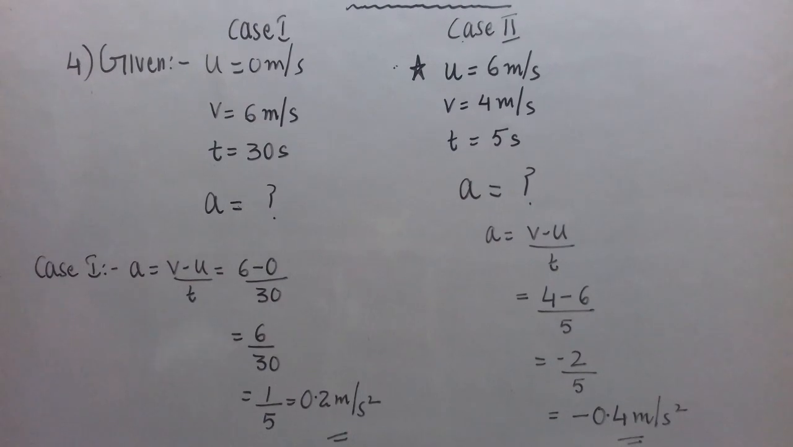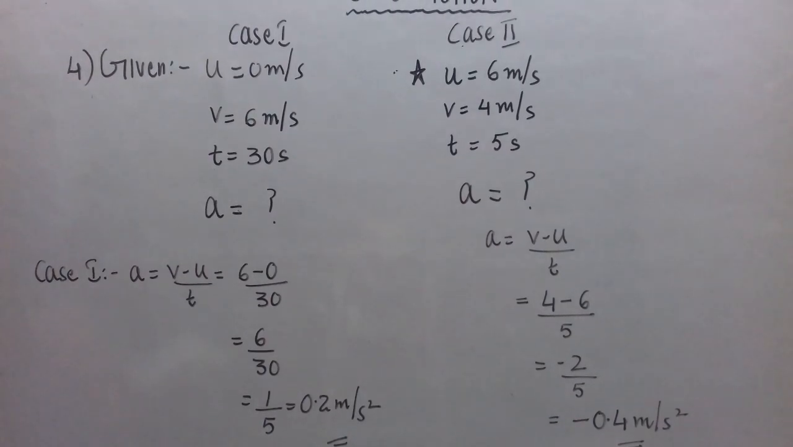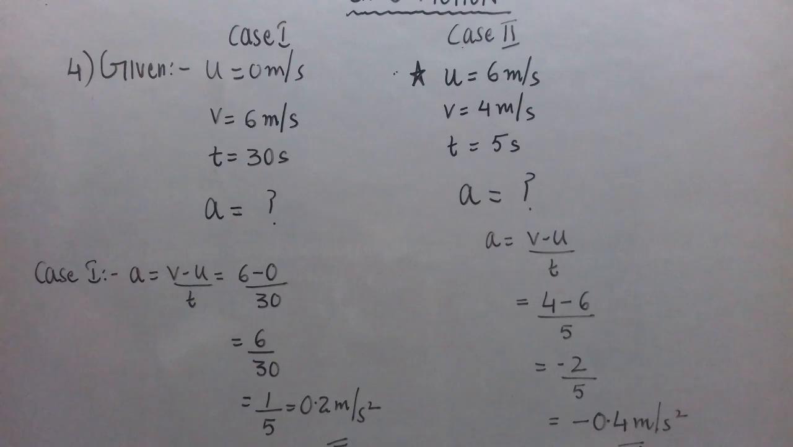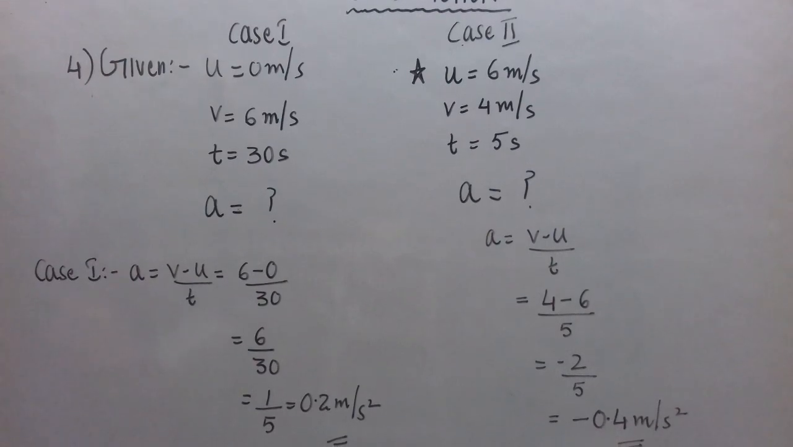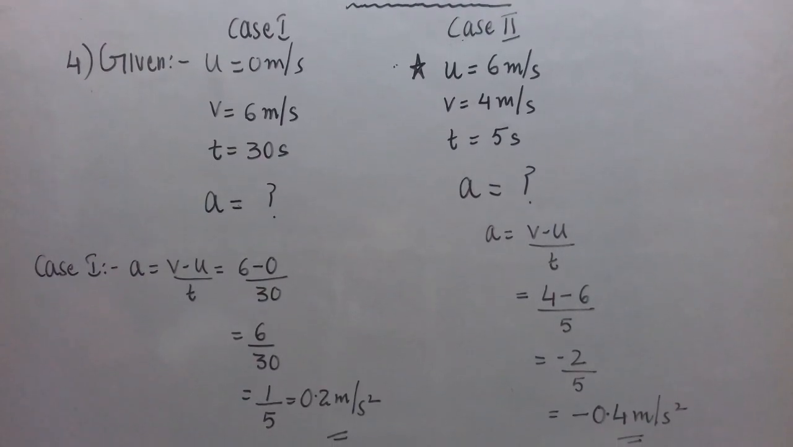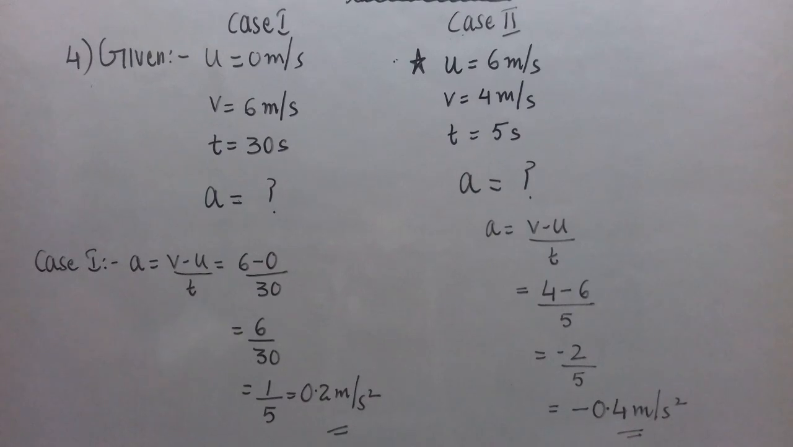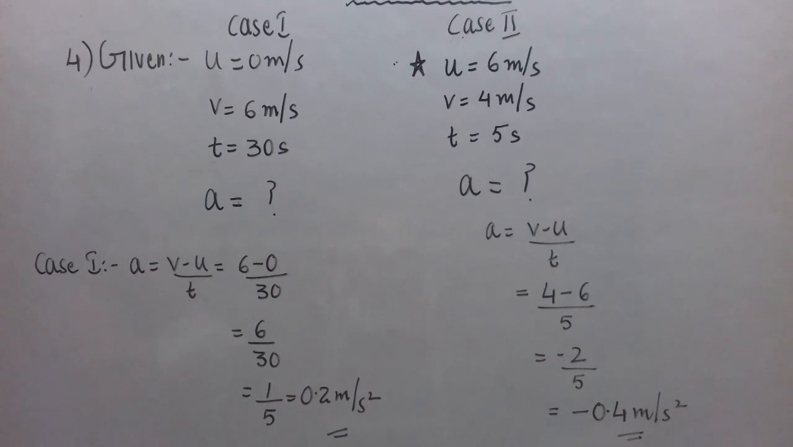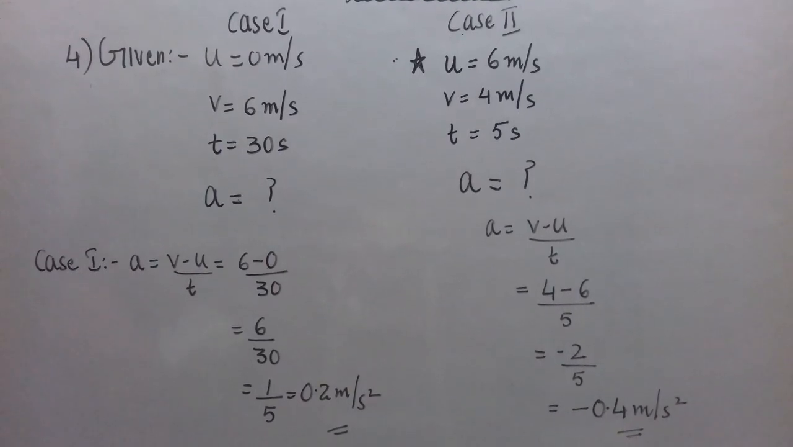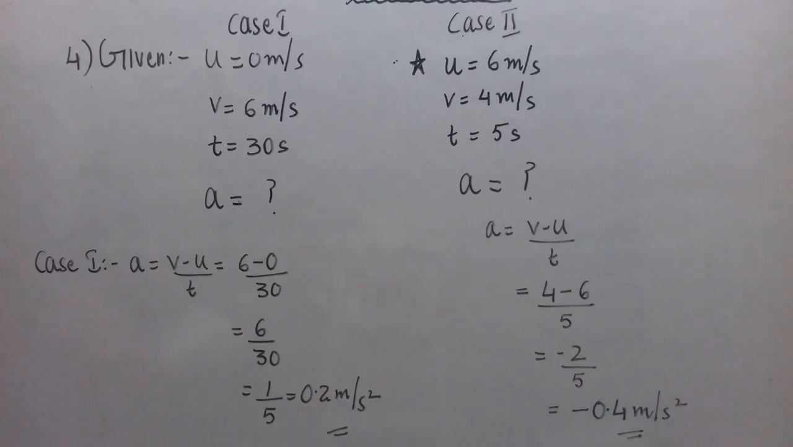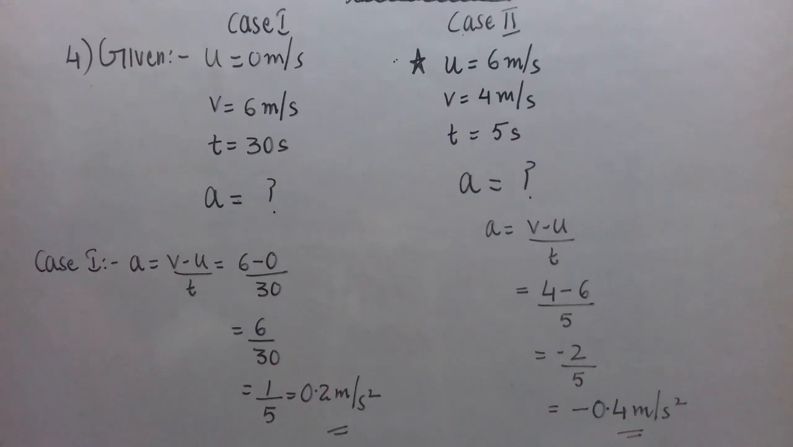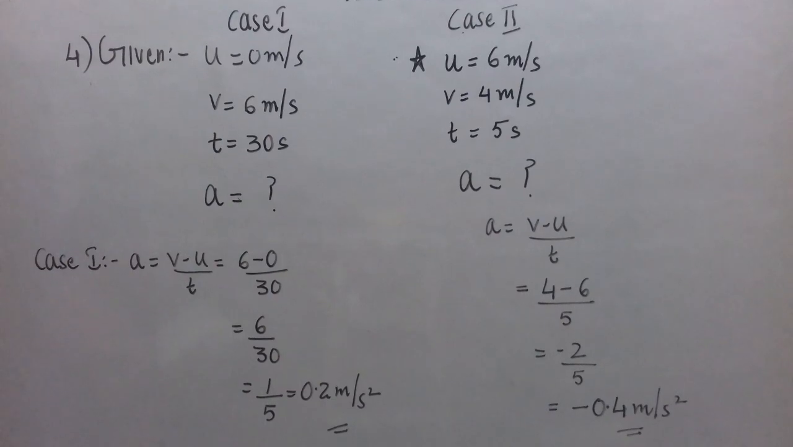Now our next, fourth numerical. Just listen to the question carefully. Starting from a stationary position, Rahul pedals his bicycle to attain a velocity of 6 meter per second in 30 seconds. Then he applies brakes such that the velocity of the bicycle comes down to 4 meter per second in the next 5 seconds. Calculate the acceleration of the bicycle in both the cases.